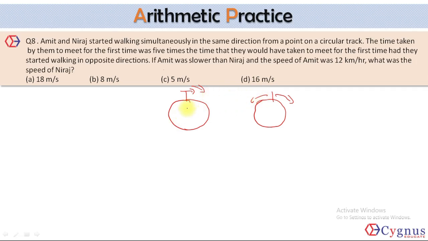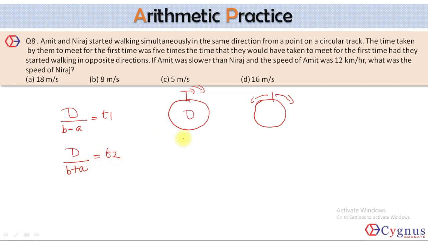Now what is not given here? The length of track. Circumference is not given. Take it equal to d. So how much time is required to meet for the first time? Let's say their speeds are A and B, and it's given that Amit was slower than Neeraj. If Neeraj's speed is B, Amit's is A, their relative speed will become B minus A. This is the time taken, I'll take it equal to T1. And if they move in the opposite direction, the time taken by them would have been D upon B plus A. This is T2.